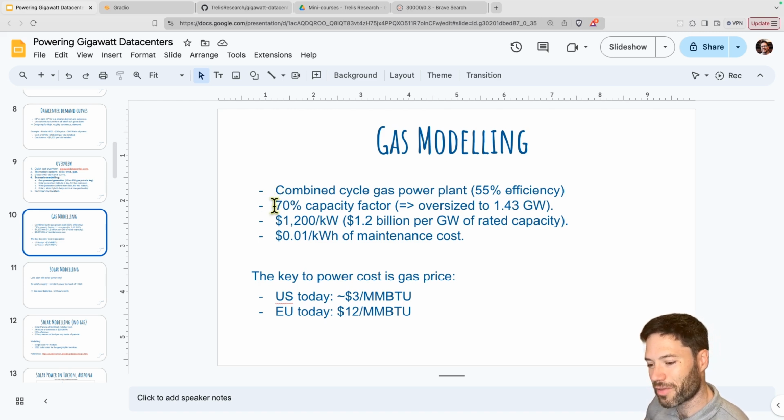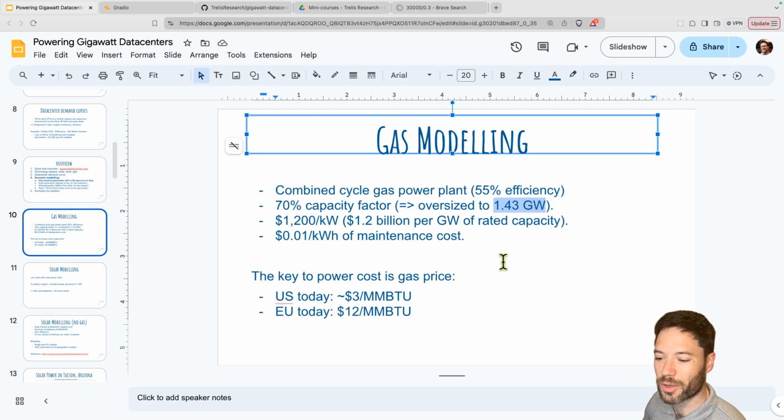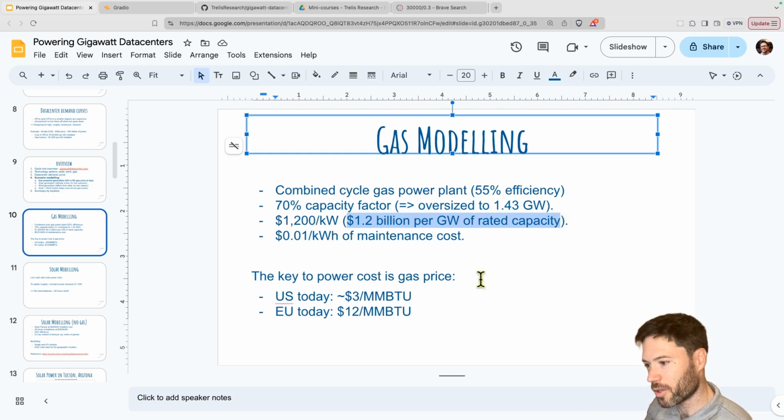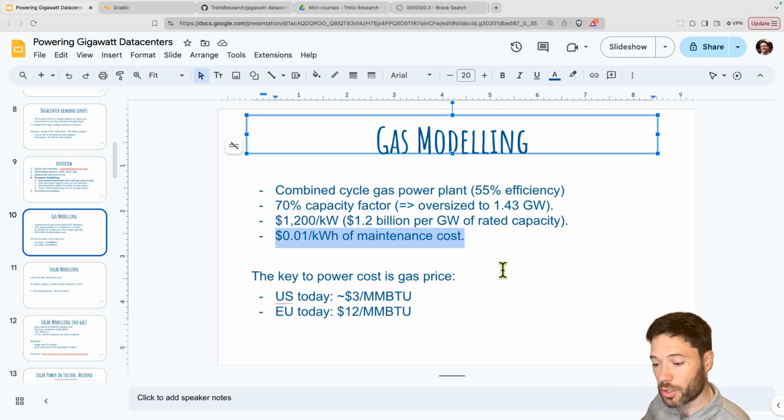I'm assuming a 70% capacity factor. You can vary that on the website. This means if you take 70%, it's going to be built to 1.43 gigawatts in order to provide 1 gigawatt of reliable power. The cost of this is $1,200 per kilowatt. So that would be $1.2 billion per gigawatt of rated capacity on an installed basis. And last of all, I've assumed a maintenance cost here, which you can also update in the dashboard.